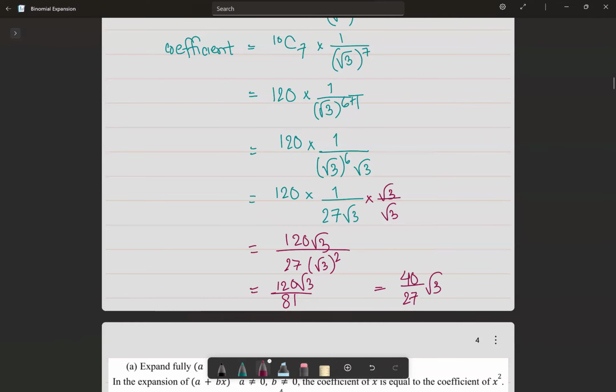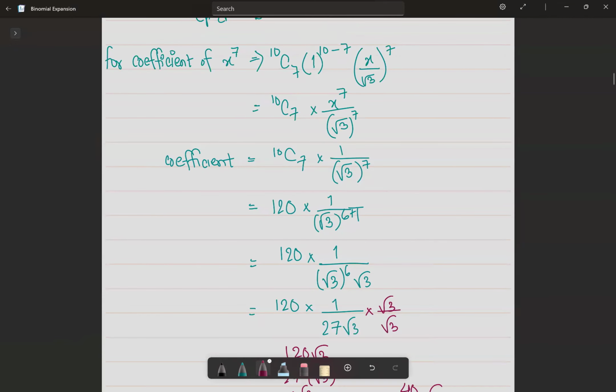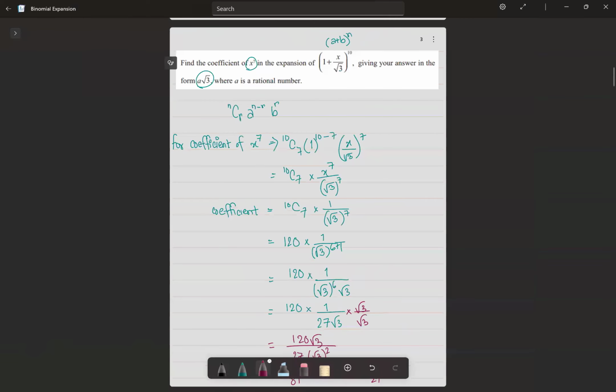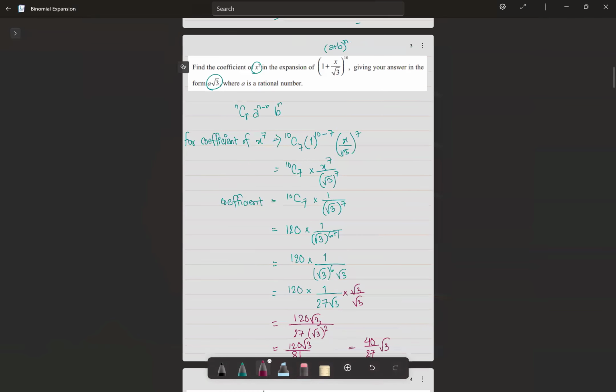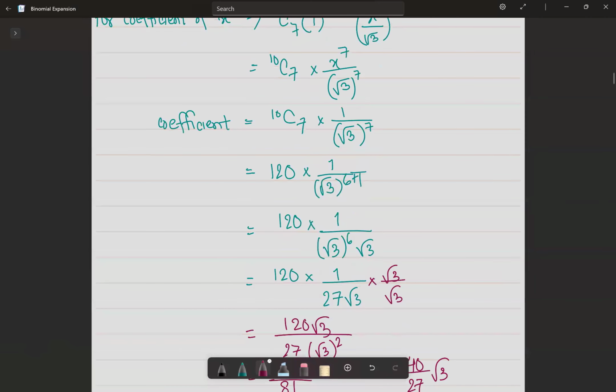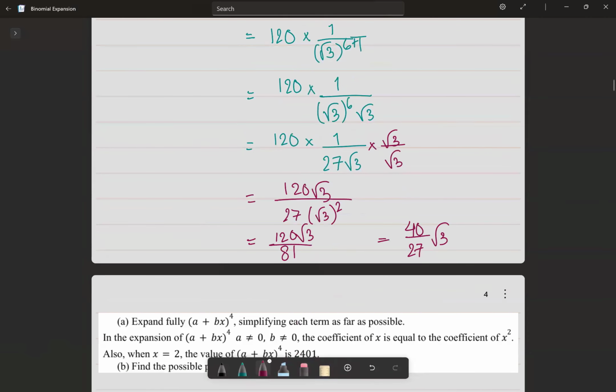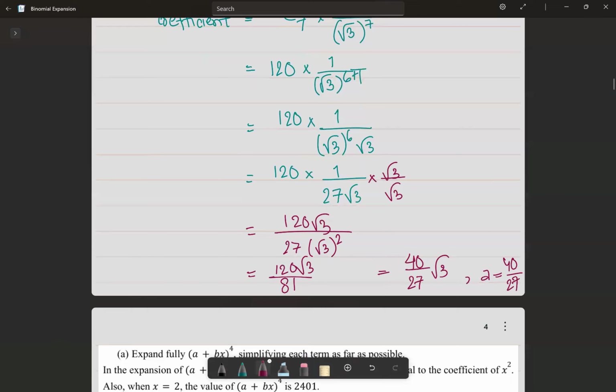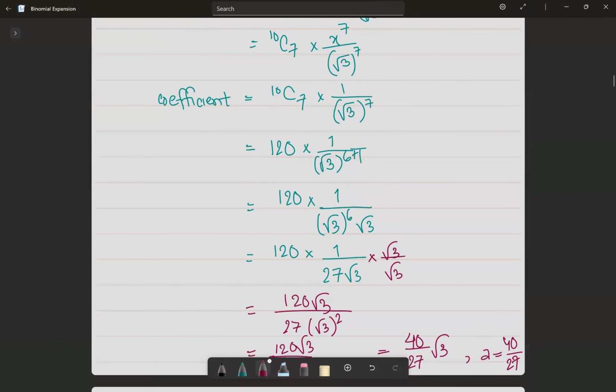See, in the question, it is given to us that a is a rational number. A being a rational number means A can be a number which is a fraction. A can be a number which is a whole number. Rational means A can be both an integer and a fraction. So our value of A is 40 by 27.